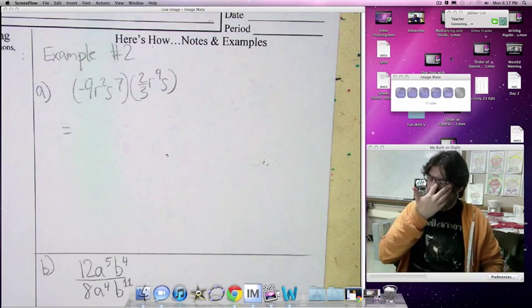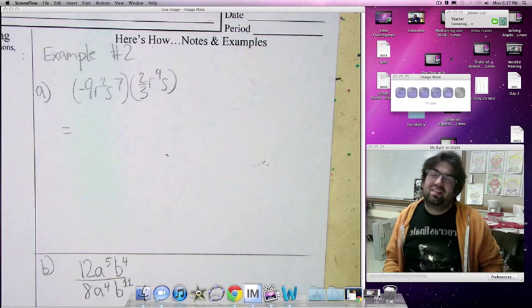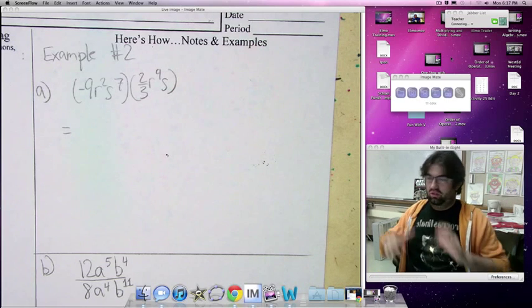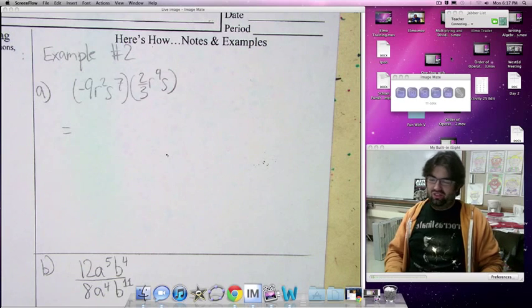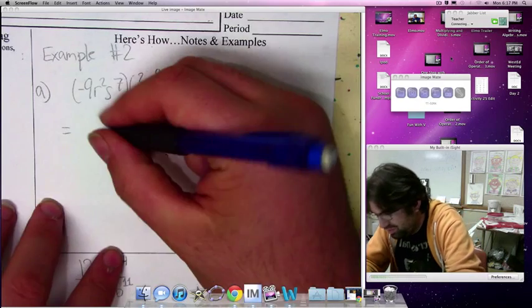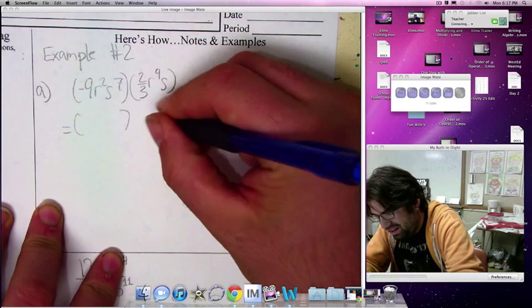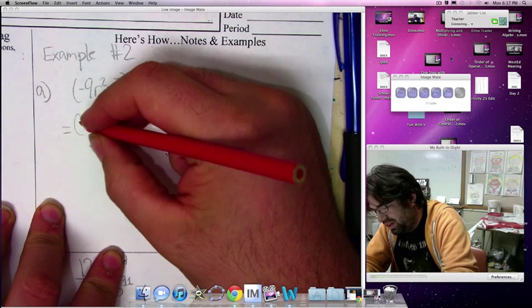Example number 2. I have negative 9r squared times s to the 7th times 2/3 r to the 9th s. Properties. Oh man, let's use some properties. I'm going to rewrite it, but I'm going to rewrite it in Wonka vision. Color.